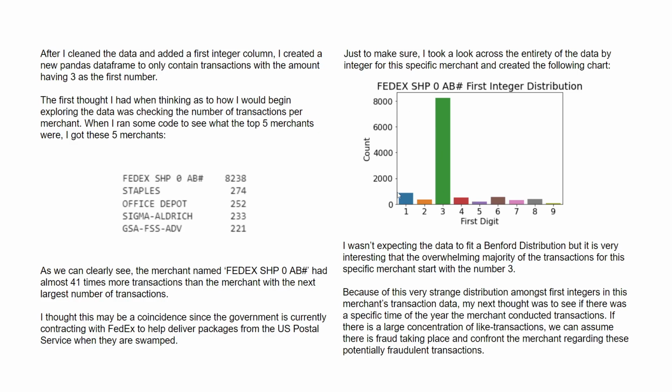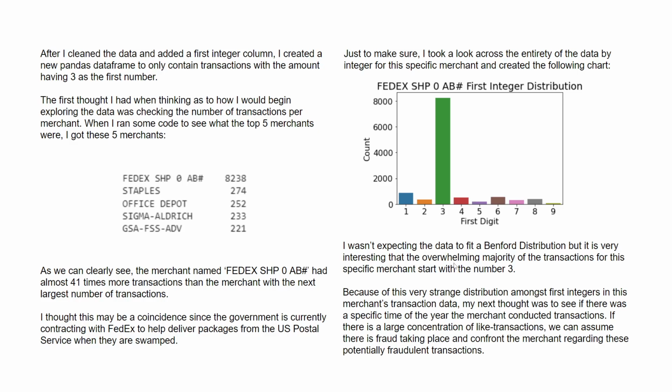So we see that among all first digits with this specific merchant, and this is the amount, like paying $300, $400, $500, or whatever, whatever that first digit is of the transaction amount, there's no competition here. There are over 8,000 transactions starting with the number 3, and the closest one being the number 1, which is what you would assume would be. This is extremely concerning.